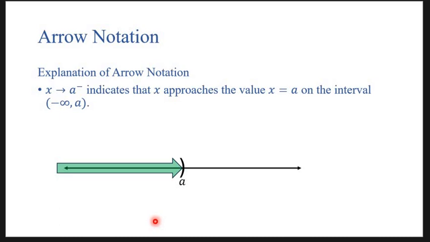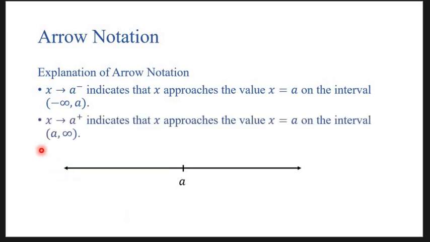You can also approach a from the right, and the notation would look like this. X approaches a from the right, and that indicates that you're on the interval from a to infinity on the right side, and you're approaching a from the right-hand side. So that's the notation for approaching a from the right side.